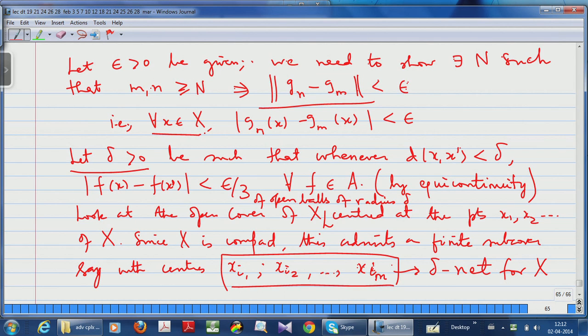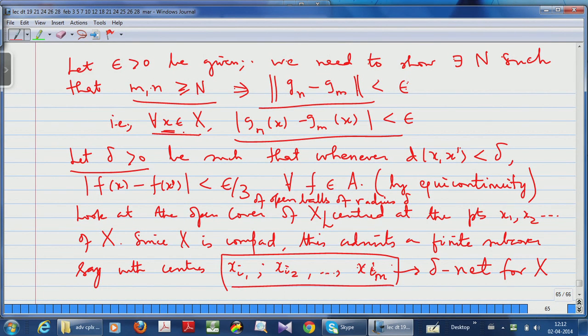Now I'll have to show this for every small x in capital X. I'll have to show that for my given epsilon, you can choose n and m sufficiently large, namely greater than or equal to a certain capital N, such that the distance between Gn and Gm at x can be made less than epsilon. That is, you are just verifying that the sequence of Gn's is uniformly Cauchy. Uniformly Cauchy means Cauchy with respect to the supremum norm, the metric induced by the supremum norm.